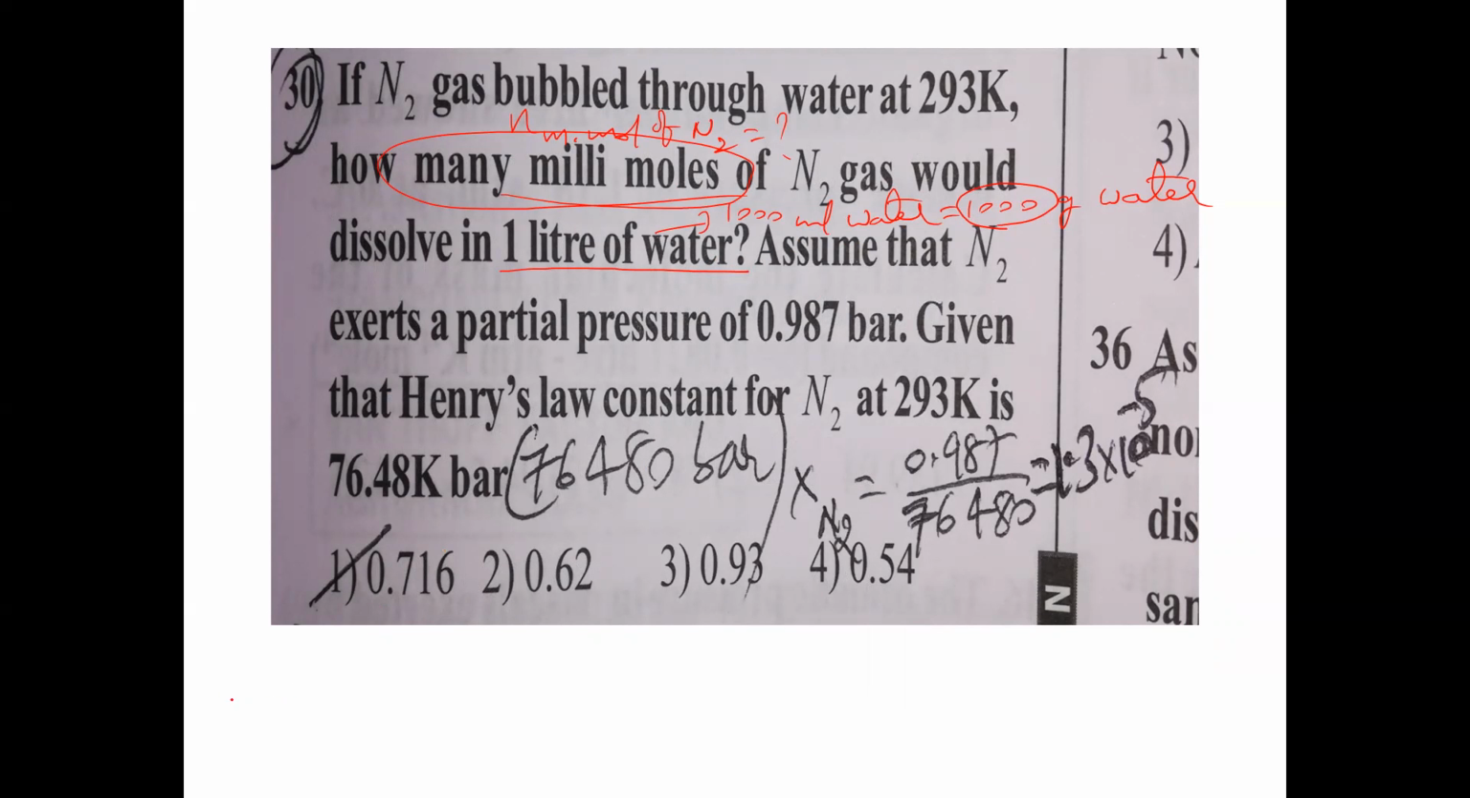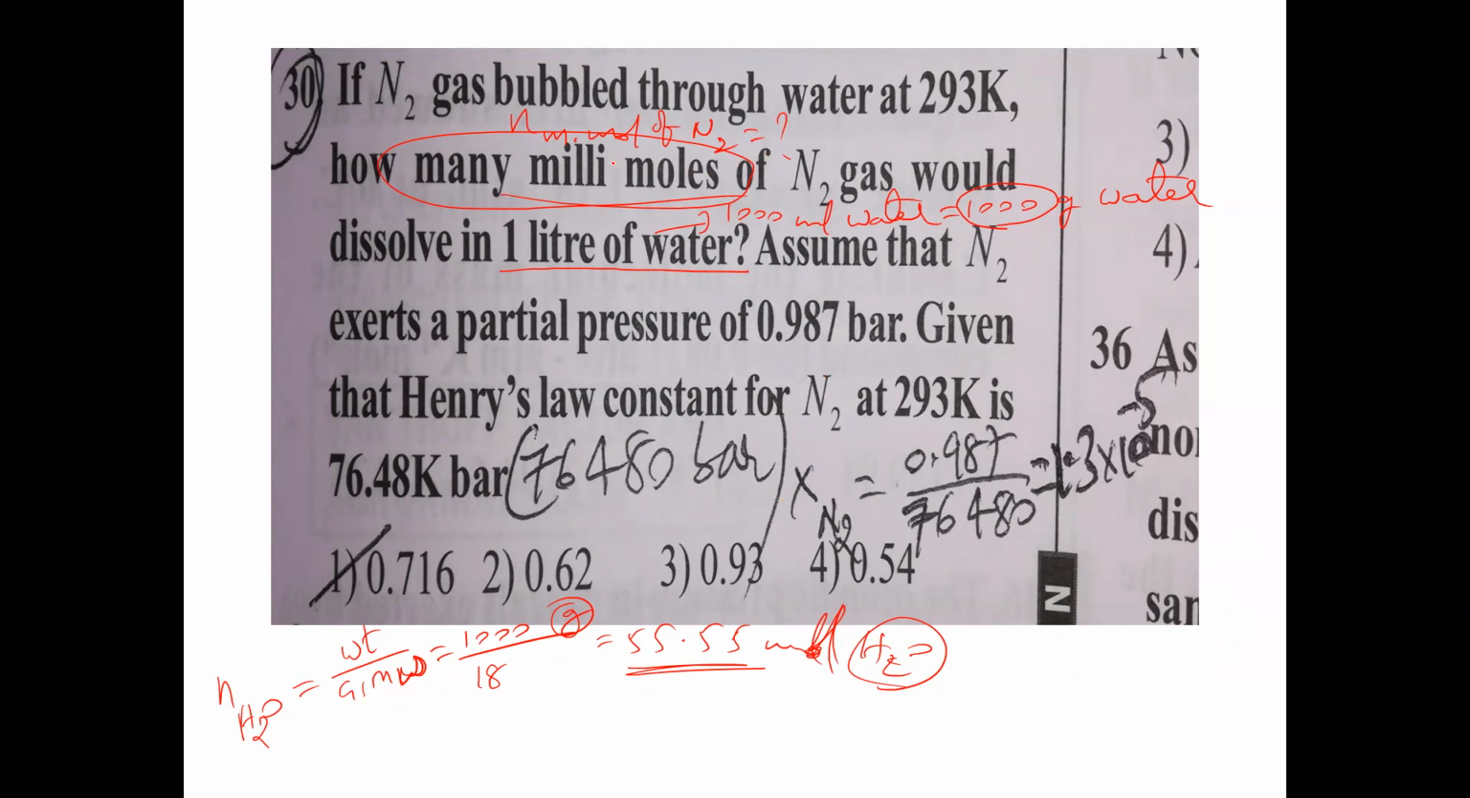When water is 1000 grams, what will be the number of moles of water? Number of moles of water will be equal to the given weight of water by the gram molecular weight of water. 1 liter means 1000 ml, 1000 ml means 1000 grams, 1000 grams by 18, the gram molecular weight. So it is 55.55 moles of H2O. 55.55 moles of H2O we have to understand here for 1 liter of water.